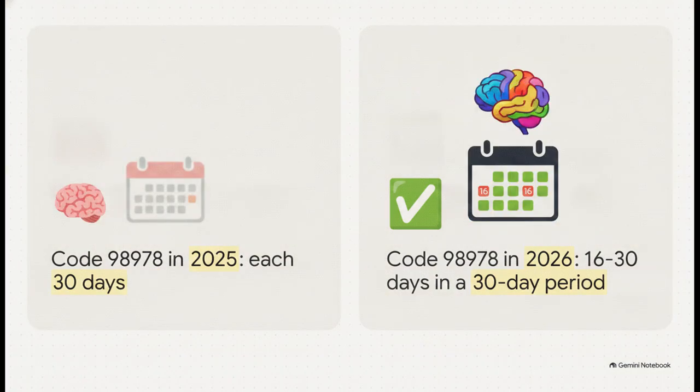Finally, just to round out these primary device supply codes, code 98978 for cognitive behavioral therapy monitoring gets the exact same treatment. The 2026 descriptor locks in that 16 to 30 days in a 30-day period language. The standard is now uniform across the board. 16 days is the absolute floor for reporting these primary codes, period.